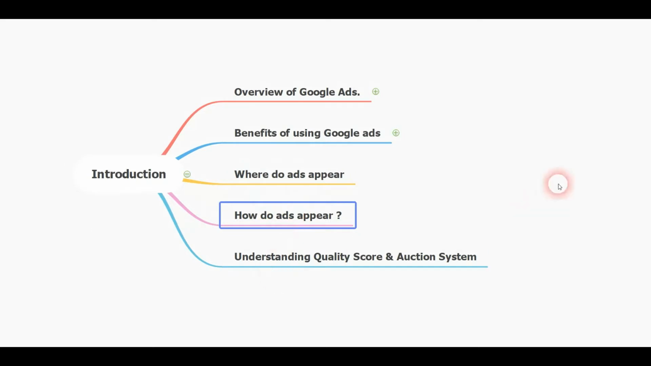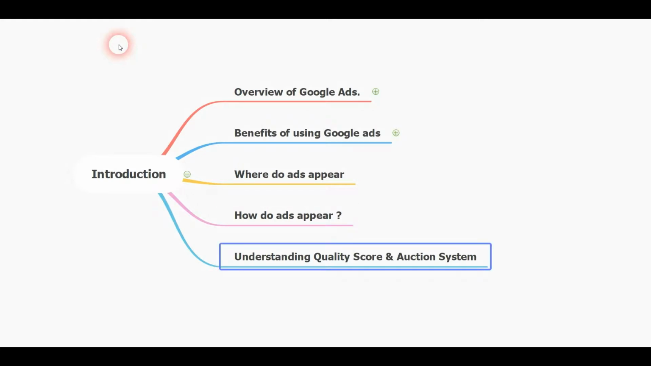Now, how do these ads appear? Whenever you search for a particular keyword or a search query on Google, these ads will appear. Google Ads works on an auction system which takes place every time a user performs a search, right? So to win in the AdWords auctions and to see your Google advertisement appear for relevant keywords, you'll need to optimize your quality score and bid amount, right?